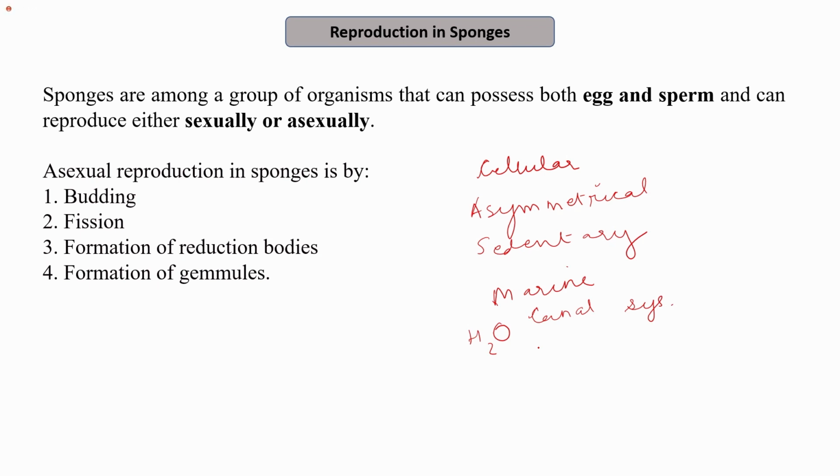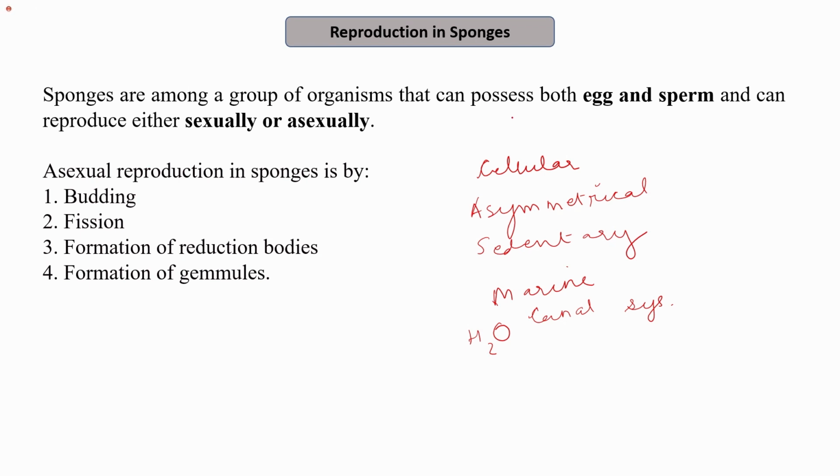So basically, we learn about different types of cells also. We learn about choanocytes, amoebocytes, and archaeocytes. The archaeocytes we will learn now. So, sponges, now we will talk about the reproduction in sponges.